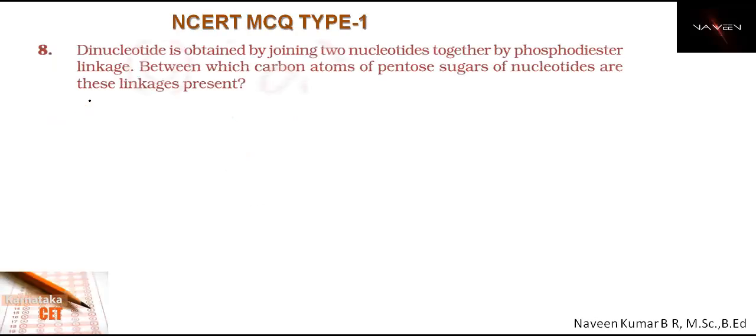We'll observe the next question. A dinucleotide is obtained by joining two nucleotides together by phosphodiester linkage. Phosphodiester linkage links the two nucleotides in a dinucleotide. Between which carbon atoms of the pentose sugar of the nucleotides are these linkages present? Now we know that with respect to a pentose sugar, whether in DNA or in RNA, the positions, if you recall, are 1 prime, 2 prime, 3 prime, 4 prime, and 5 prime.